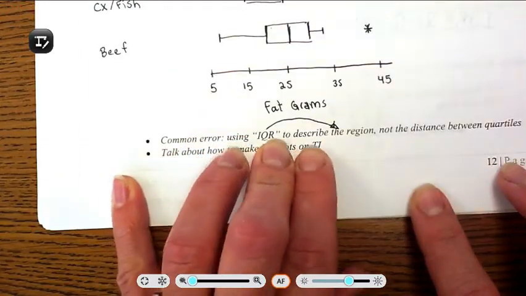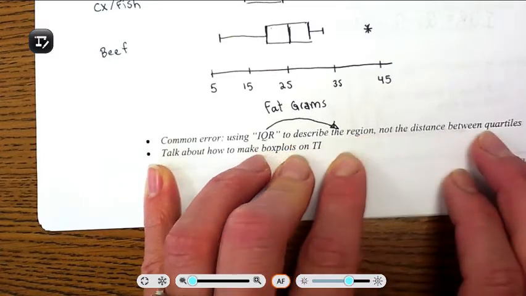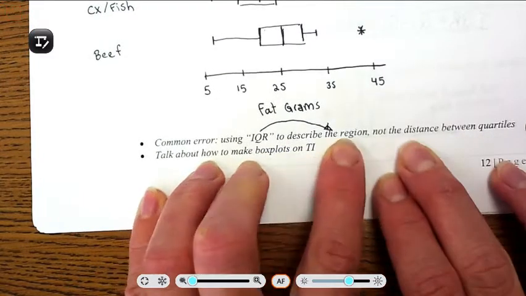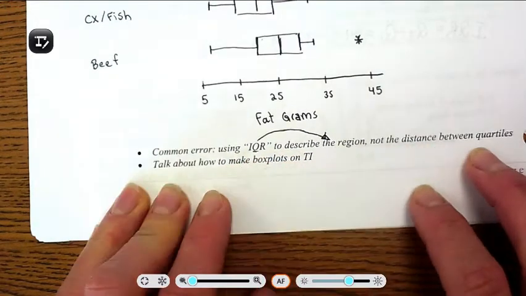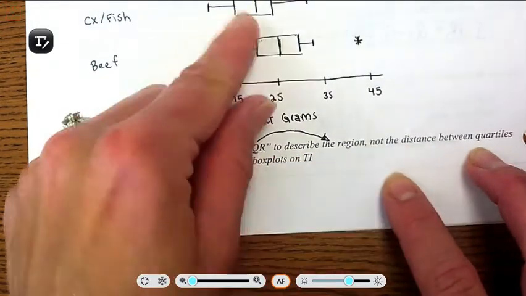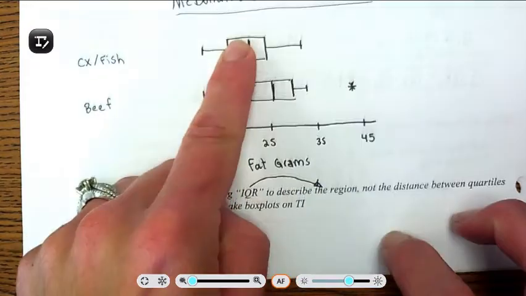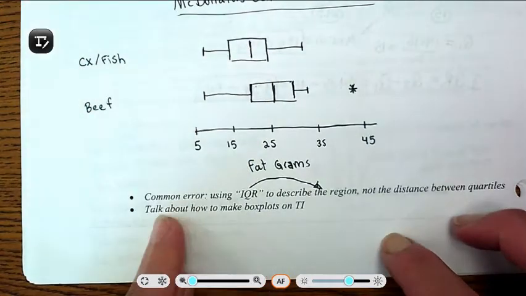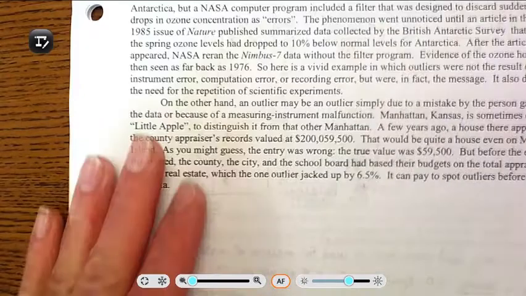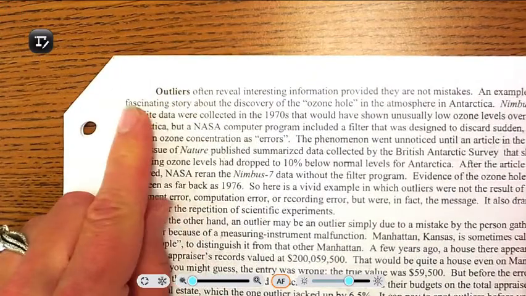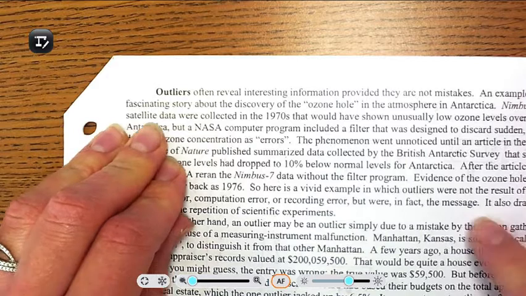A common error is using IQR to describe the region, not the distance between the quartiles. Make sure that you talk about IQR as being a distance between quartiles, not as like a zone to refer to. The IQR area, okay, no, don't talk about IQR as if it's like a region. Talk about how to make a box plot. Okay, outliers often reveal interesting information provided that they are not mistakes.